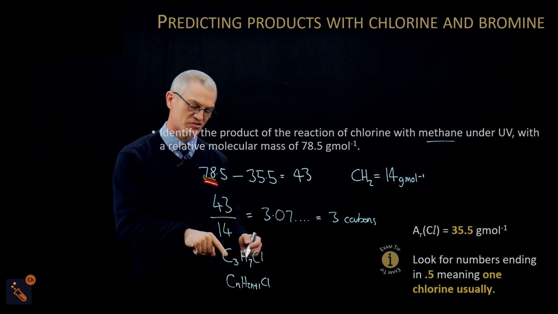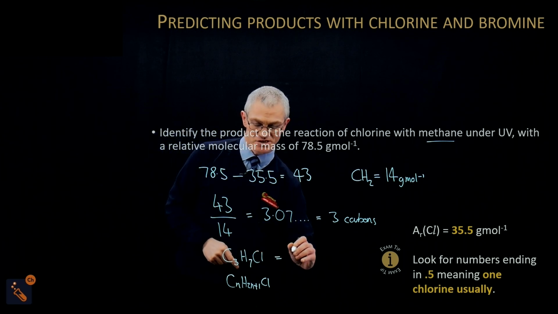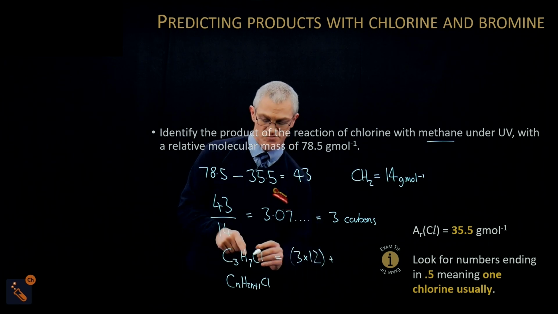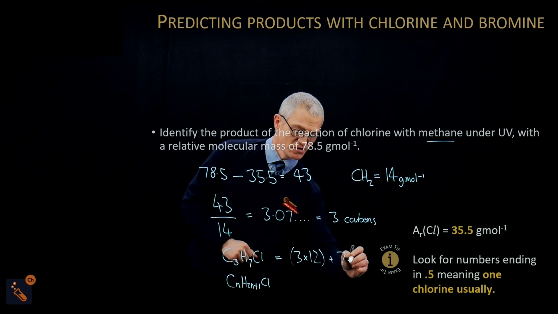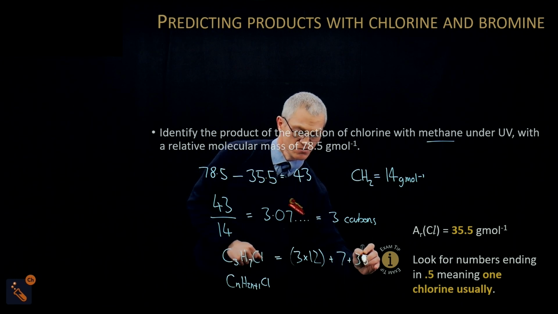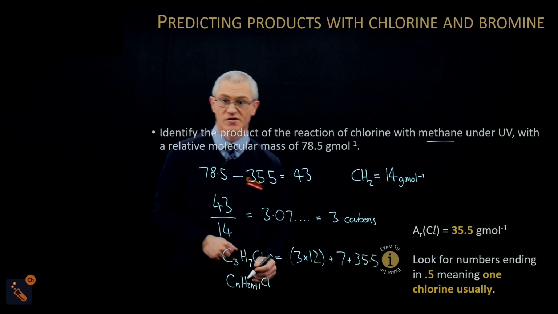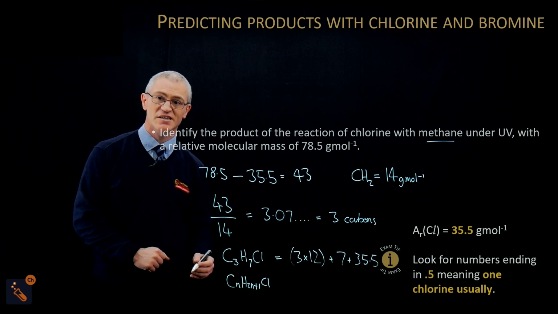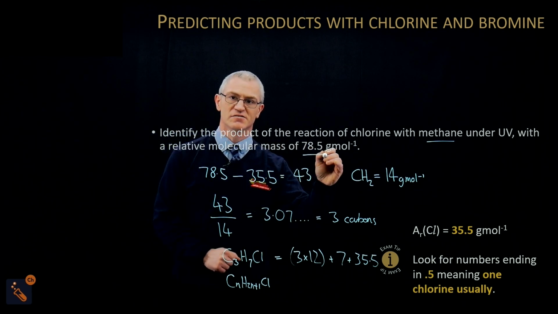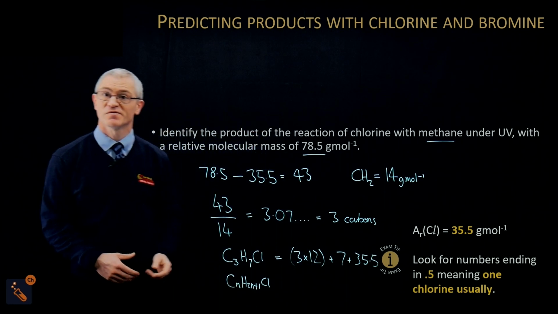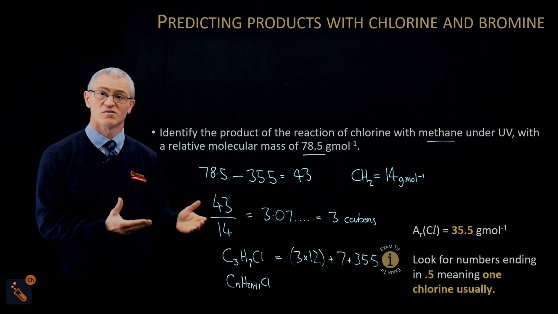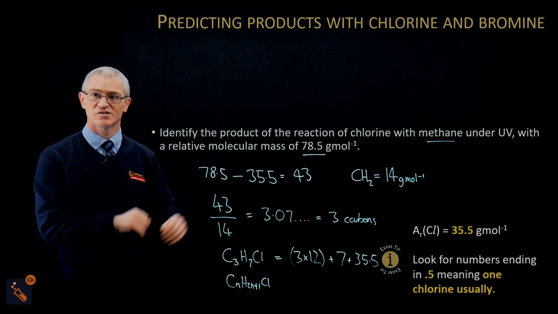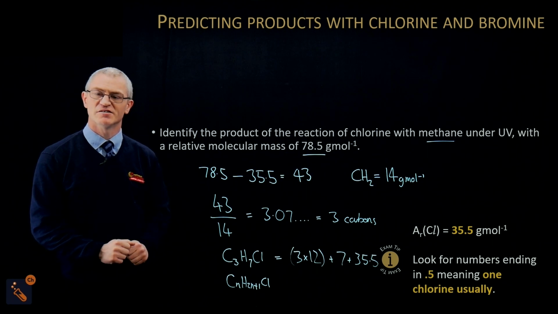Okay, if you look at this and just add it all up, that basically means 3 times 12, plus, well, we've got 7 hydrogens, so that's 7, and then plus 35.5, which I am really hoping you've put in your calculator and you'll see that equals 78.5. And if it equals 78.5, that means your product is going to be C3H7Cl. And this question will only ever ask you the molecular formula, so don't worry about any other detail than that.